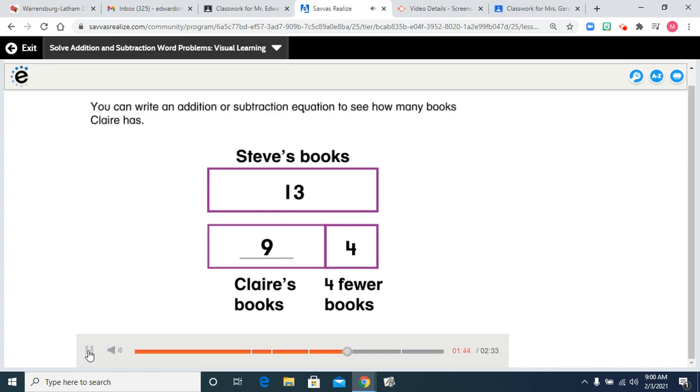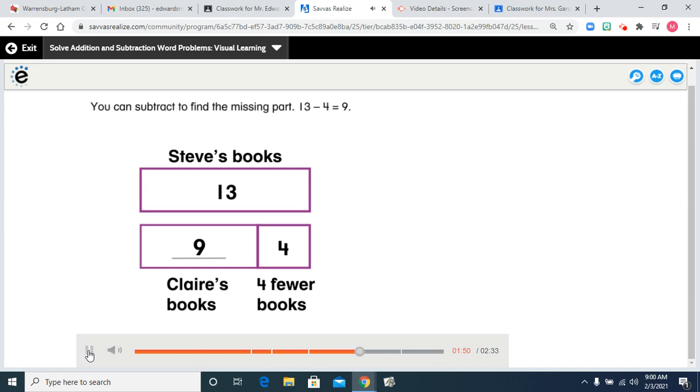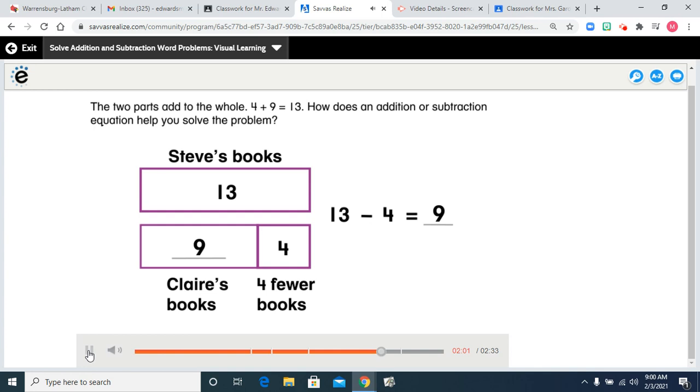You can write an addition or subtraction equation to see how many books Claire has. You can subtract to find the missing part. 13 minus 4 is equal to 9. The two parts add to the whole. 4 plus 9 is equal to 13.